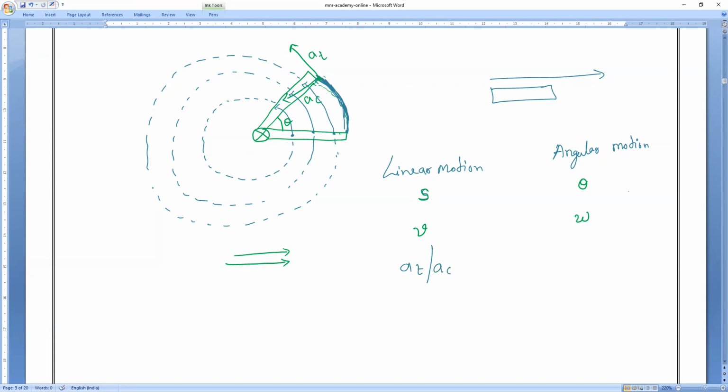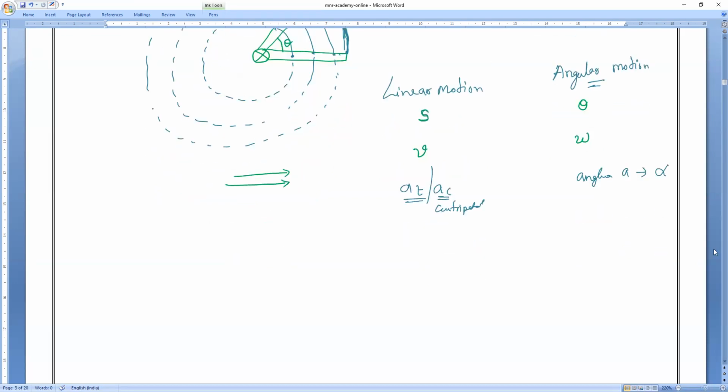Now here, angular acceleration. Tangential acceleration and centripetal acceleration, please write it. And for angular acceleration, the symbol is alpha. Angular acceleration symbol is alpha.